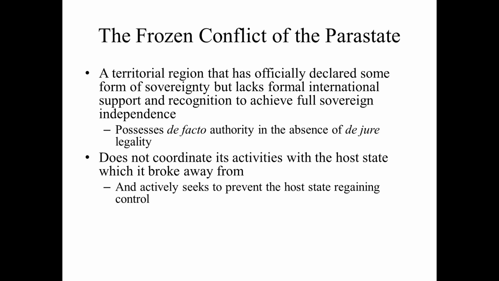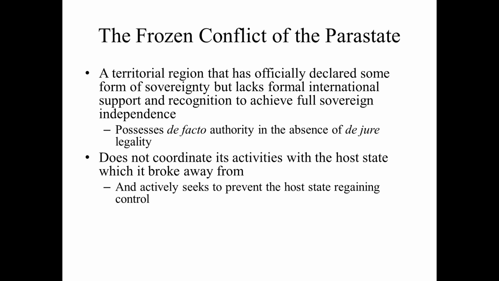That is because parastates do not coordinate their activities with the host state, which it broke away from. And not only does the host state seek to regain control over this breakaway territory, the parastate's primary job from Monday through Sunday is to prevent the host state from regaining that control. Right? So they arm themselves, they barricade the new border between them and the host state, they get international support to provide some kind of military deterrence.